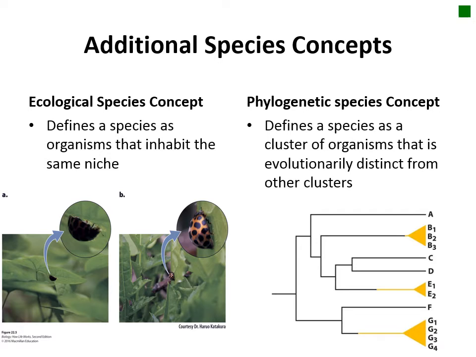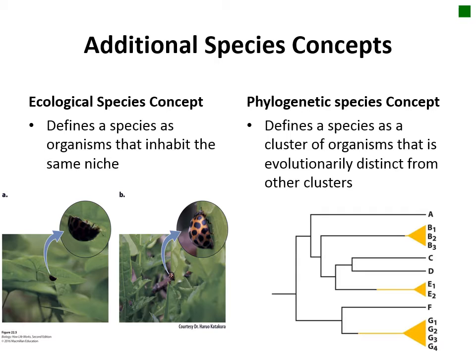Additional species concepts include the ecological species concept, which suggests that a species can sometimes be characterized by its ecological niche, which is the role the species plays in its environment. This includes habitat requirements and water and nutritional needs. The logic behind this species concept is that two different species cannot occupy the same niche due to competition over resources. For example, these two ladybugs are different species because they feed and mate on different types of plants.